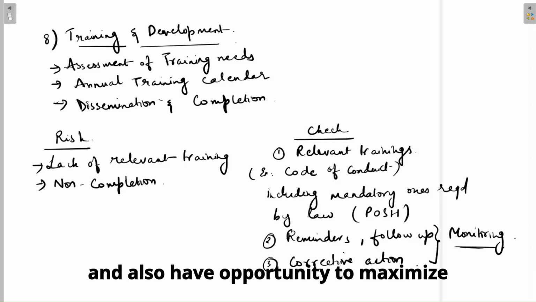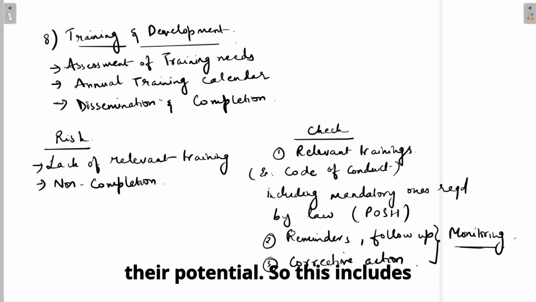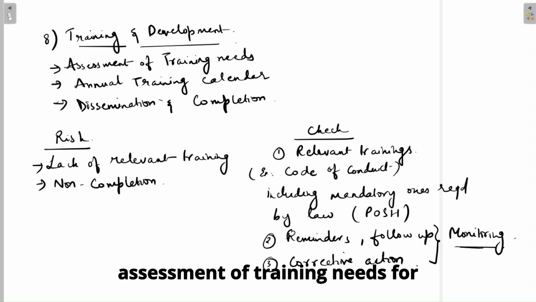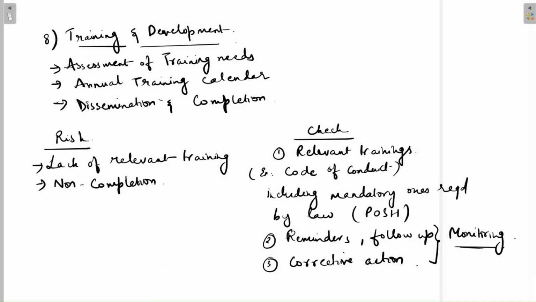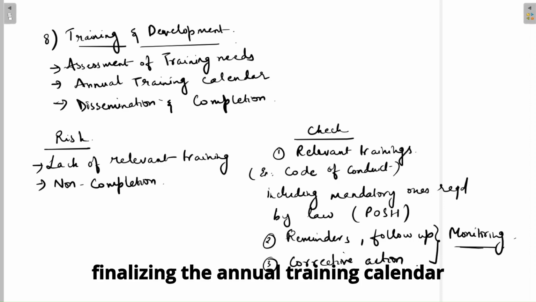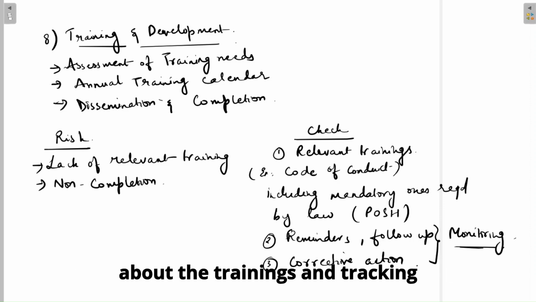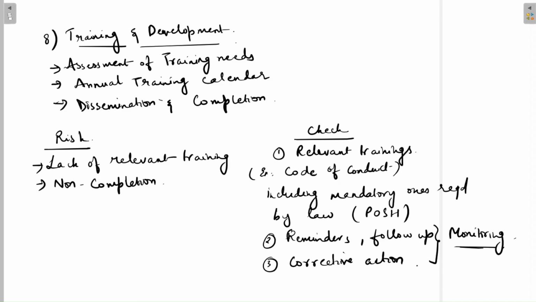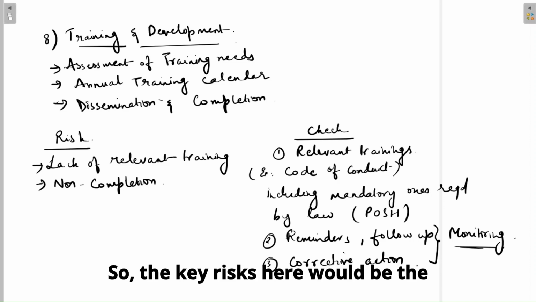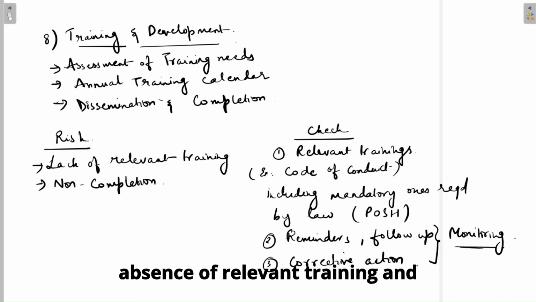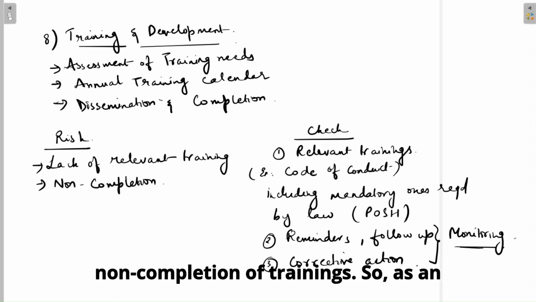So the next sub process is training and development, and this is important to ensure that employees are compliant and also have opportunity to maximize their potential. So this includes assessment of training needs for different employees and finalizing the annual training calendar, and thereafter disseminating information about the trainings and tracking completion of the trainings. So the key risks here would be absence of relevant training, non-completion of trainings.